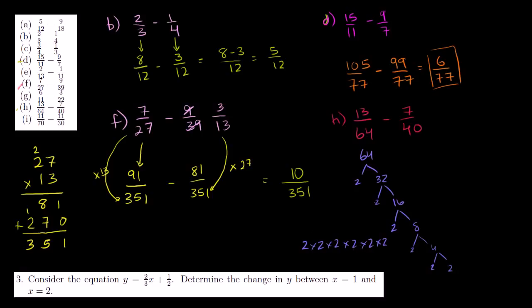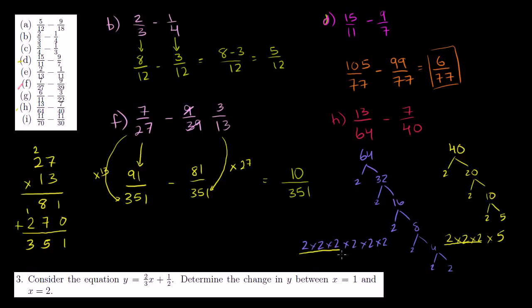That's 64. Now, 40, you do the same thing. 40 is 2 times 20, which is 2 times 10, which is 2 times 5. So 40 is 2 times 2 times 2 times 5. This is the prime factorization of 40. Now, if we compare the two, this 2 times 2 times 2 is inside of 64.